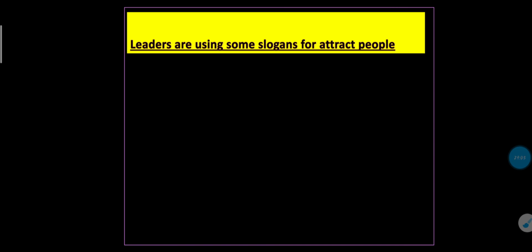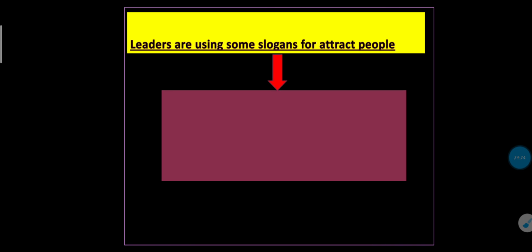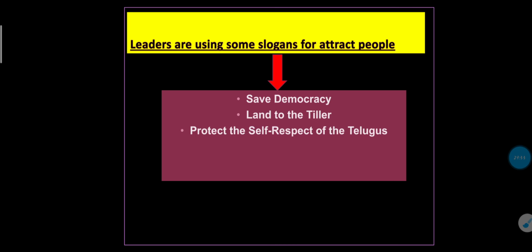The political parties and their members want the votes of the voters. Due to that reason, they use some kind of slogans so that people are attracted and give their vote to them. Here are some famous slogans used by political parties: it's a safe democracy, land to the tiller, protect the self-respect of the Telugus, Garibi Hatao, that is, remove poverty.